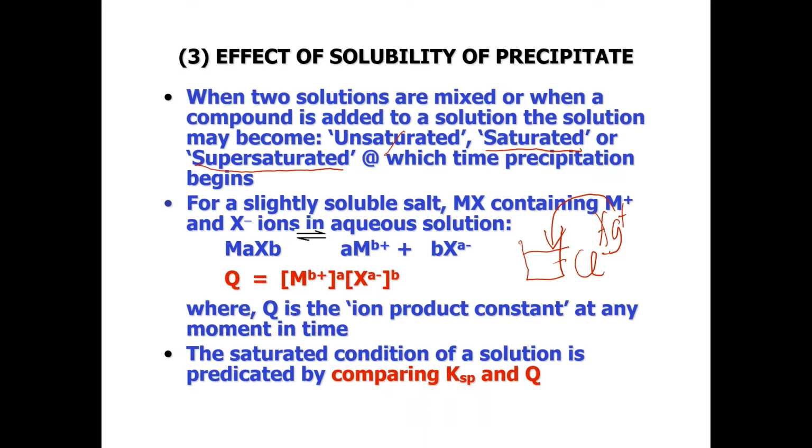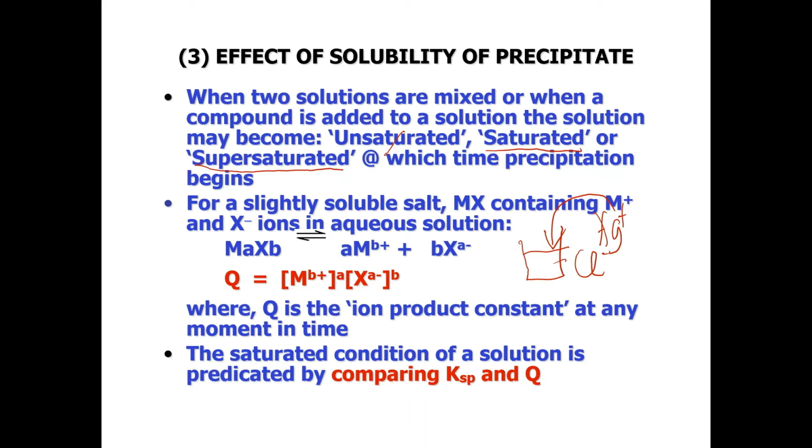So saturation is where, when you add Ag plus, all the Ag plus will react with Cl minus, but the precipitate does not form as yet. When you add a further amount of Ag plus, the solution now becomes supersaturated. Only at this time will precipitation occur, when the solution has become supersaturated.